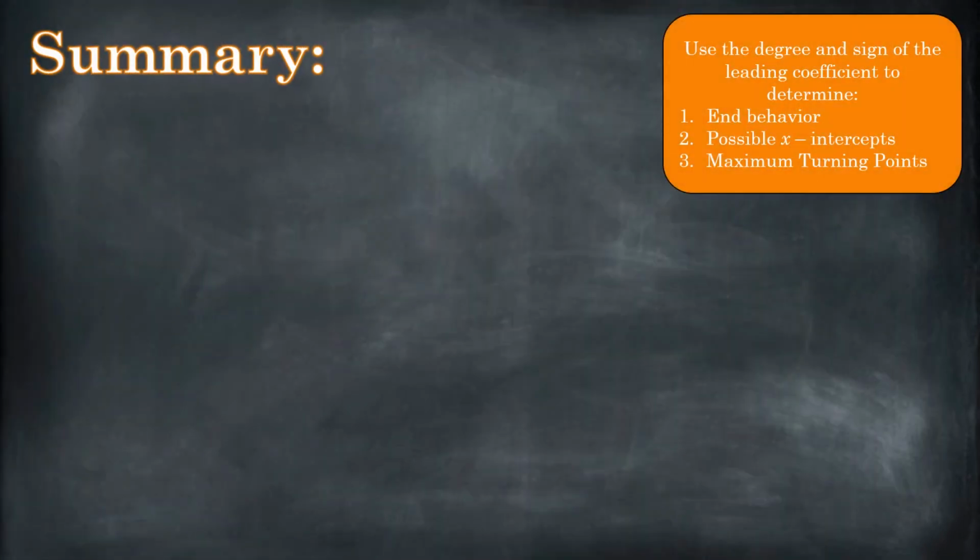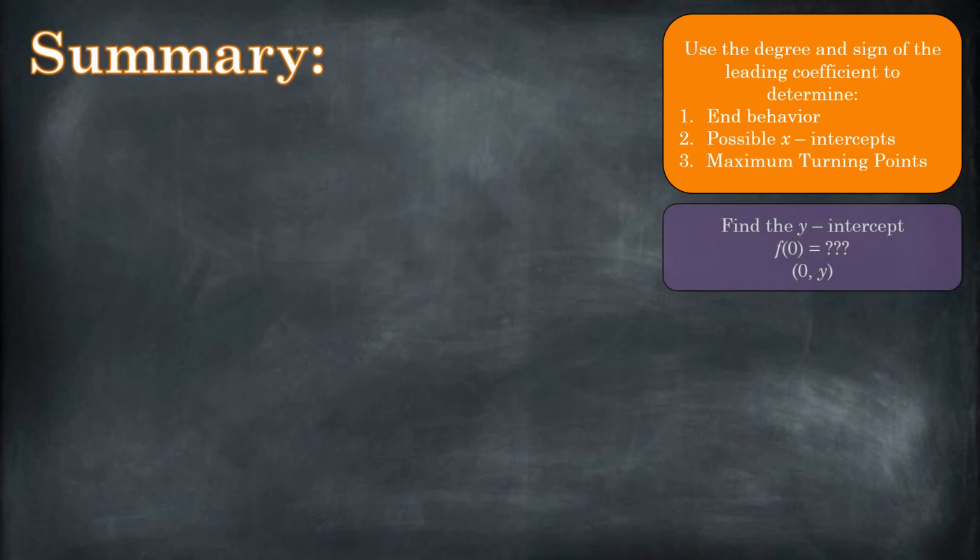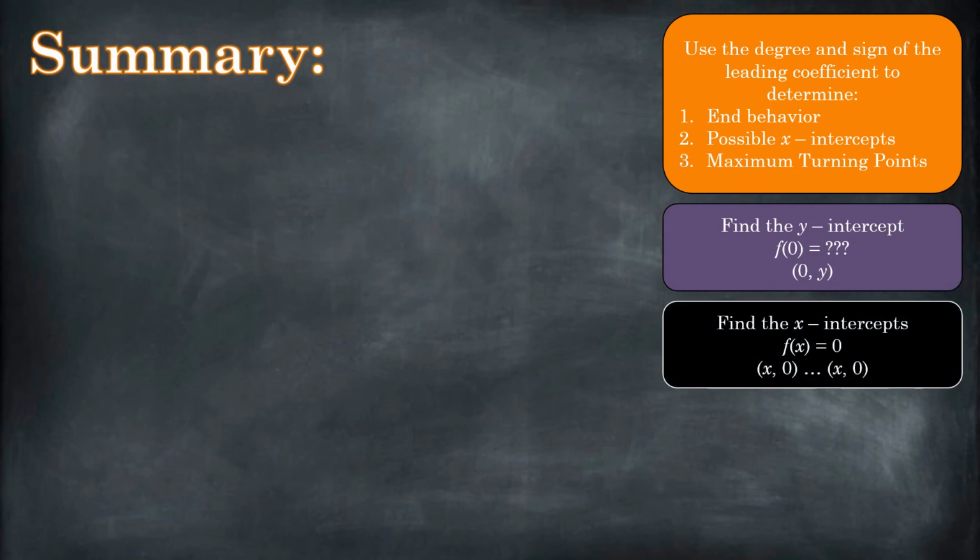So let's pull it all together, right? Let's do a summary. Here's what you're going to do. The first thing you're going to do is look at the degree and the sign of the leading coefficient, because it's going to tell you the end behavior, the possible number of x-intercepts, and the possible number of turning points. Then you're going to find the y-intercept. That's the easiest part, almost always. And then you're going to find the x-intercepts. You're going to have to set it equal to 0 and factor.